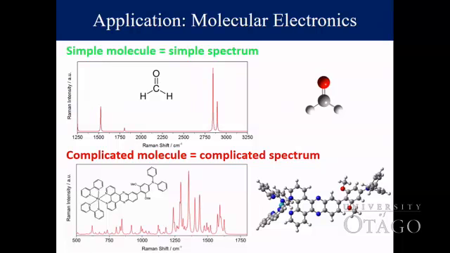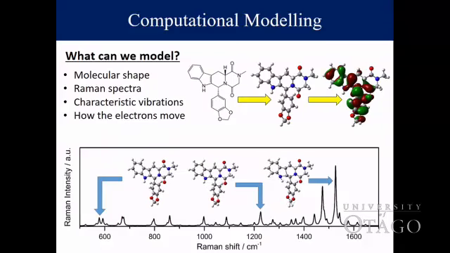So this is where we need some computational chemistry to help us analyse the system and just understand what's going on. So what can we do with a computational model? Well, the first thing that we can do is model the molecular shape. This here is the drug that Sara was talking about before. When we model the shape, we can see how the atoms in this molecule are orientated relative to each other. From there, we can then generate a Raman spectrum and identify characteristic vibrations that can give us some idea about what is going on in the molecule itself.